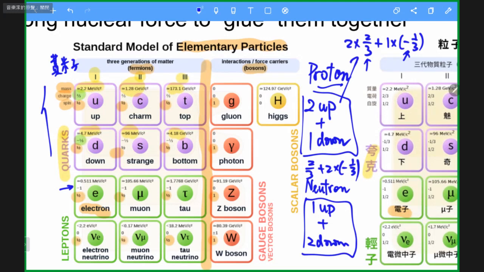So the physicists try to build up this so-called standard model of elementary particles to see whether it meets our observation. It meets the observation. It meets the experiments. Okay, so up till now it's like this.